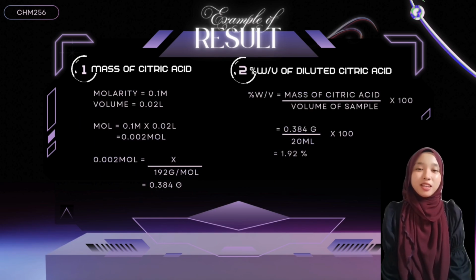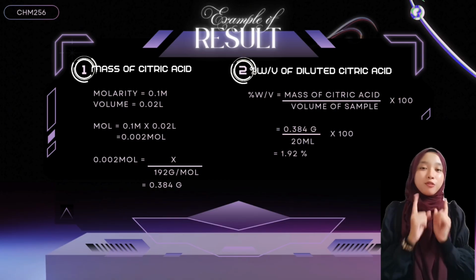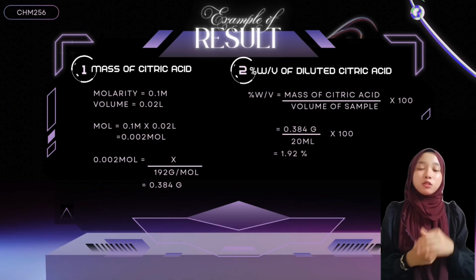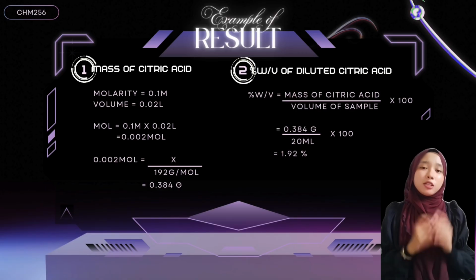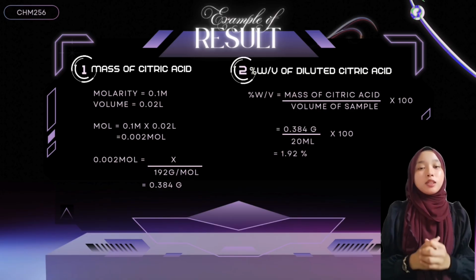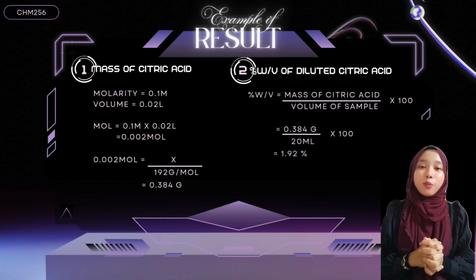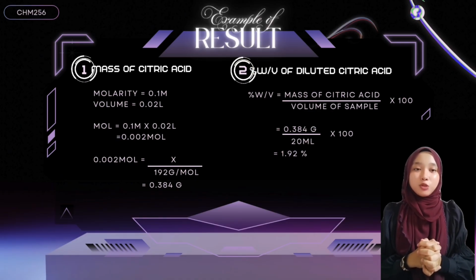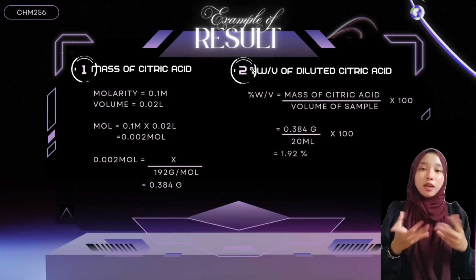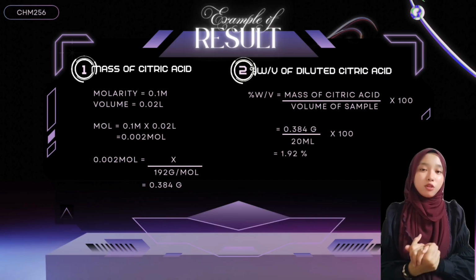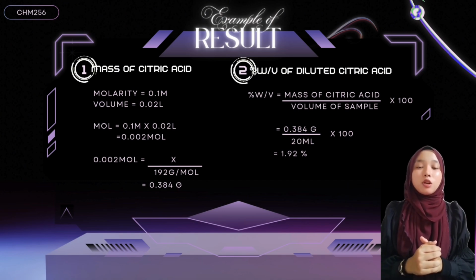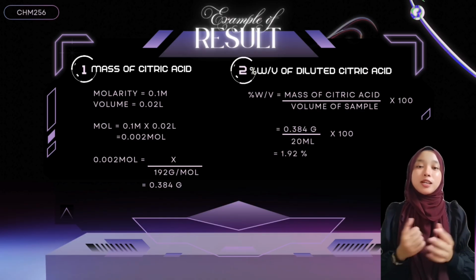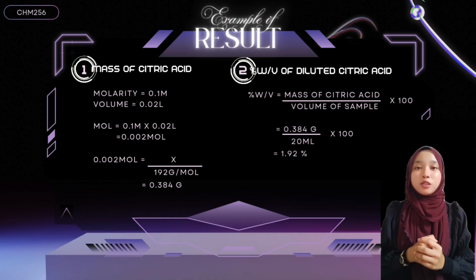In this slide, we're calculating the mass and percentage concentration of citric acid. First, using the formula molarity equals moles divided by volume, we get 0.1 molar times 0.02 liter equals 0.002 moles of citric acid. Using the molar mass of citric acid, which is 192 grams per mole, we multiply 0.002 mole times 192 equals 0.384 grams. Then, to find the percentage weight over volume, we use mass divided by volume times 100. So we get 1.92%. So the diluted citric acid solution has a concentration of 1.92% w/v.